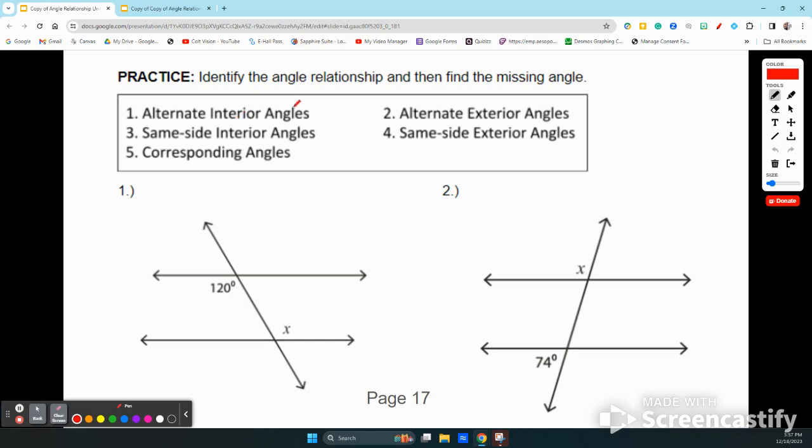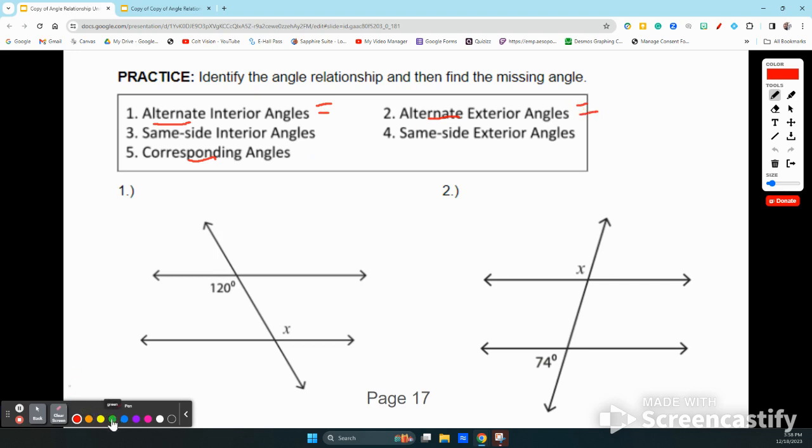And I want you to remember that there are some angle relationships that are congruent relationships, which would be alternate interior, alternate exterior, and corresponding. And in those equivalent relationships, you're going to write angle equals angle.